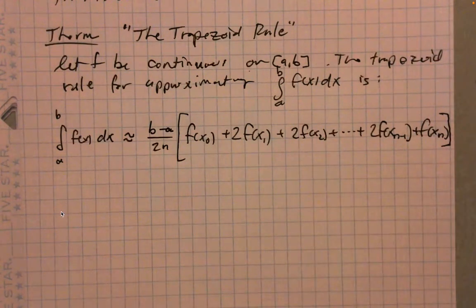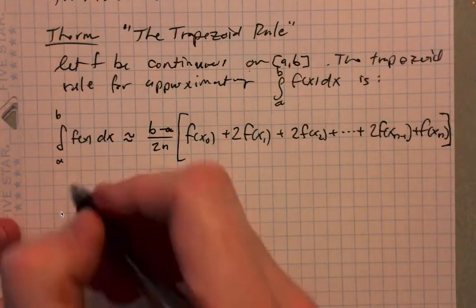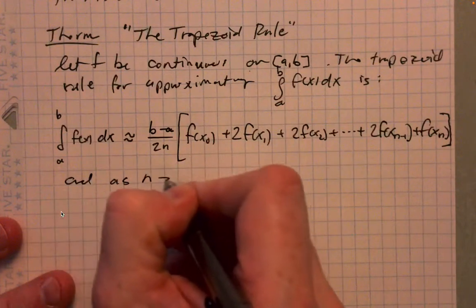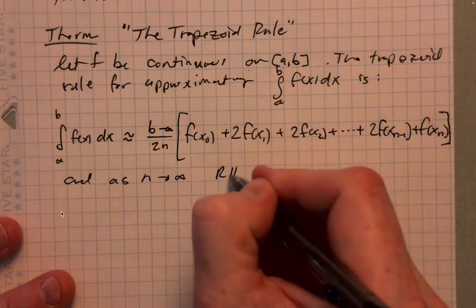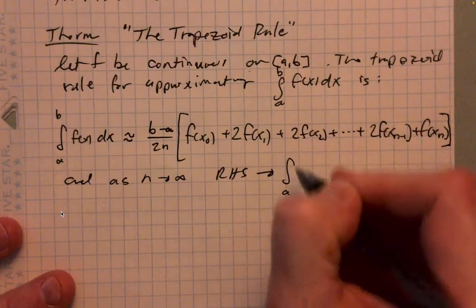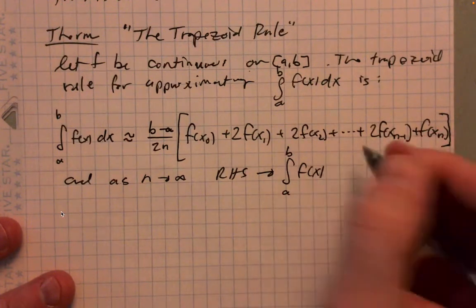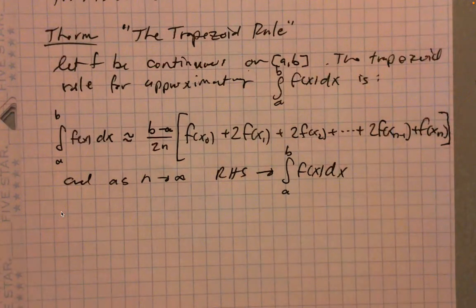Okay, that's exactly what we just saw, right? That's the sum that we just saw. And as n goes to infinity, this right-hand side becomes closer and closer in value to the integral. So that's basically the trapezoid rule, and this can be used to approximate any integral. Okay, let's do an example.